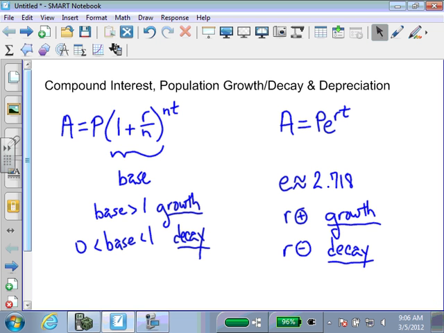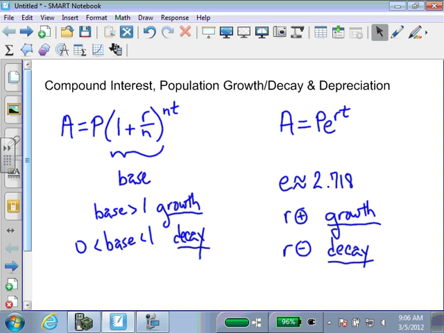Today we're going to talk about compound interest, population growth and decay, and depreciation. The formulas we're going to need to memorize are A equals P times the quantity 1 plus R over N, raised to the NT power, and A equals P E to the RT.